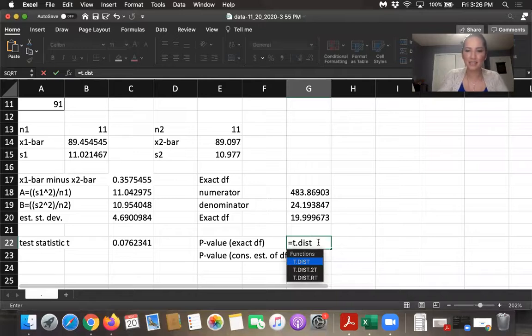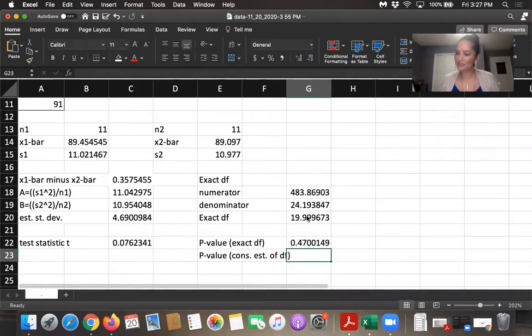Okay, so I'm typing t.dist.rt for right tail, and I want my t-value, which is right here, and the exact number of degrees of freedom, which are right there. So I got a p-value of approximately 0.47. So the probability of getting a test statistic as extreme as ours or more extreme is 0.47, or there's a 47% chance of getting a test statistic as extreme as ours or more than that, given that the null hypothesis is true. So this is very likely to occur due to chance.